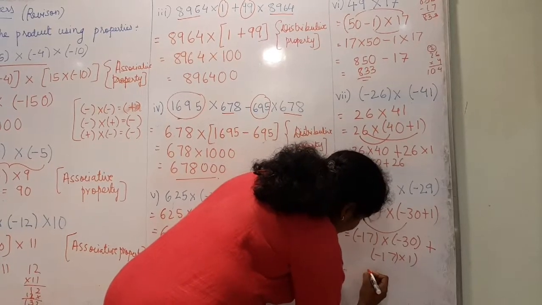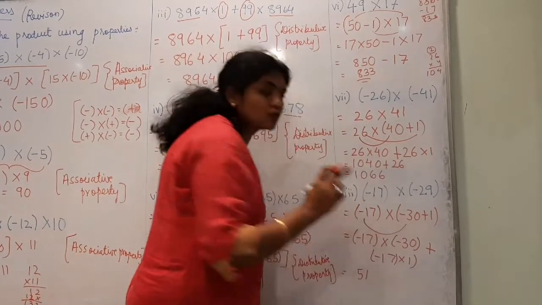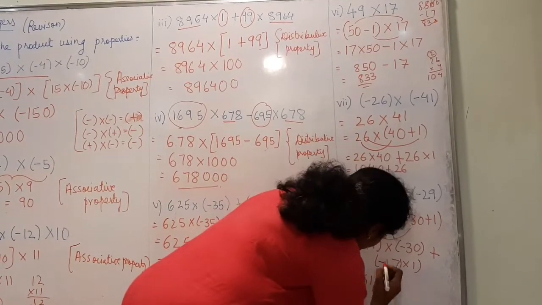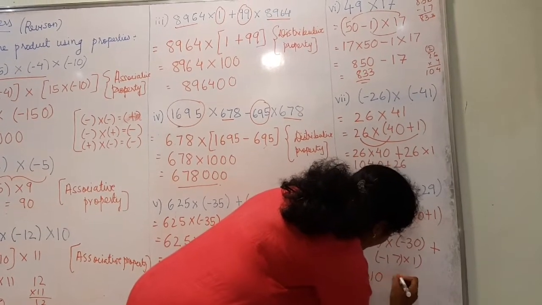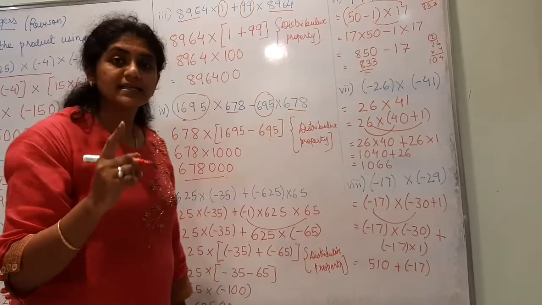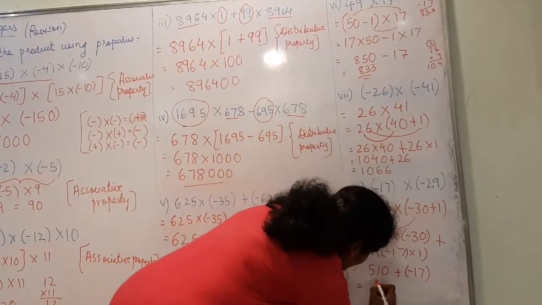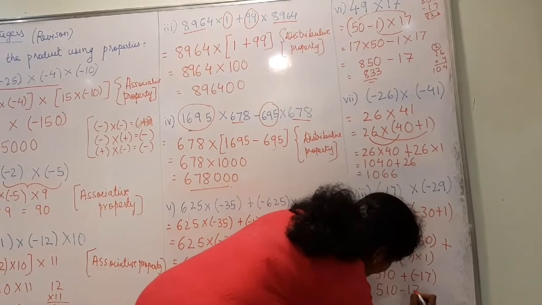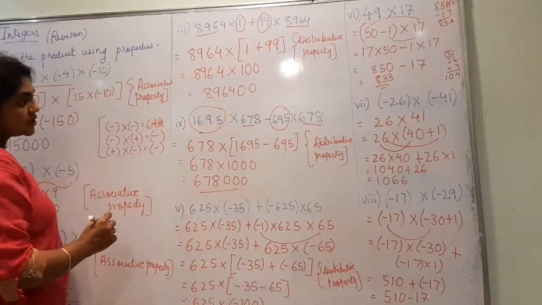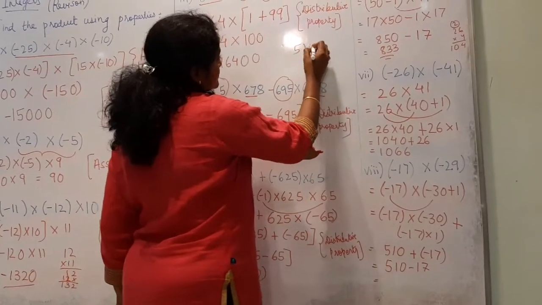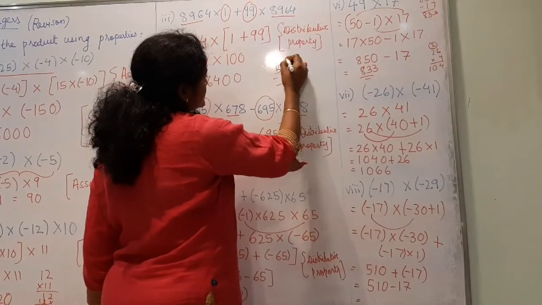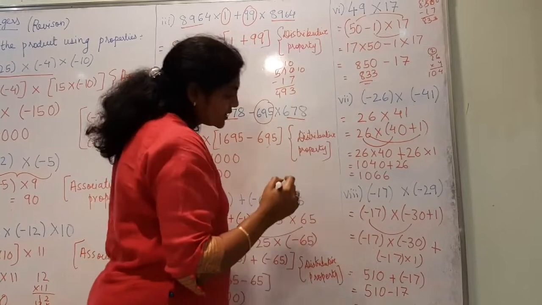Minus into minus is plus. 17 into 3 is 51, so 510, plus minus 17 into 1 is minus 17. Now plus minus is minus. Subtract 510 minus 17. You will get, yes, 493.